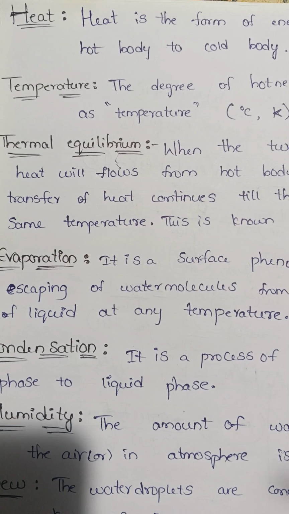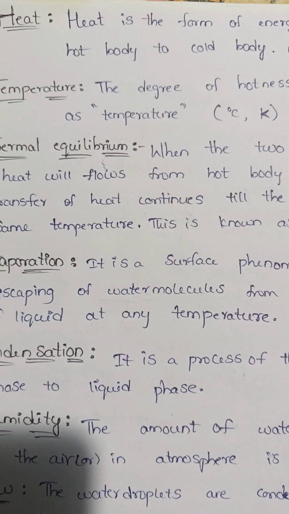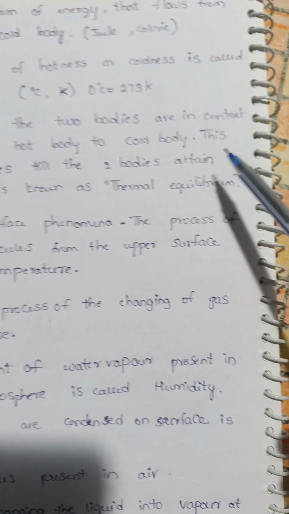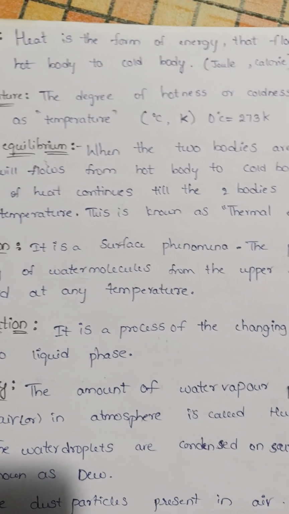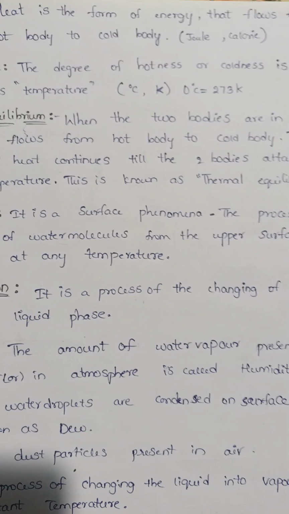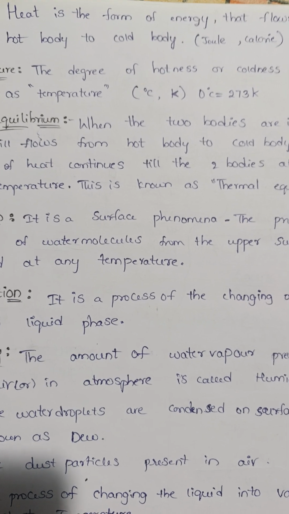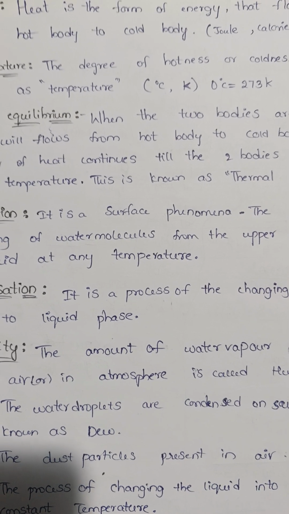Thermal equilibrium. The name suggests itself: thermal means heat, equilibrium means equality. When two bodies are in contact, heat flows from the hot body to the cold body. This transfer will be continuous until the two bodies attain a constant temperature. Heat flows continuously, and when the temperatures become equal, the transfer of heat stops. That is known as thermal equilibrium.